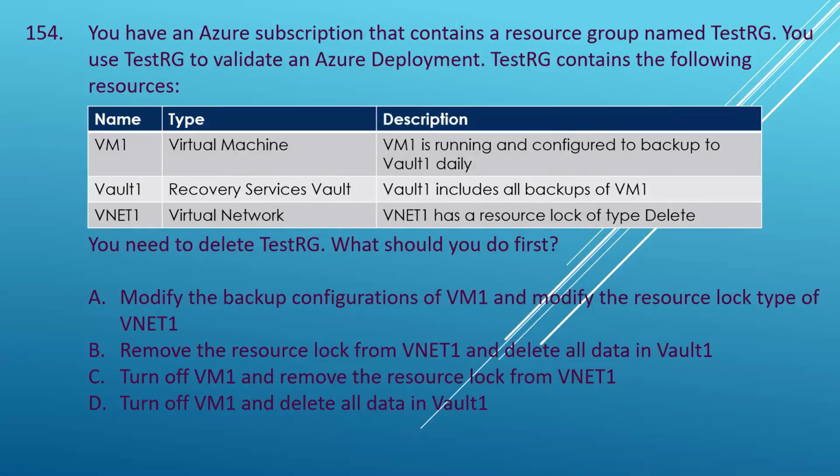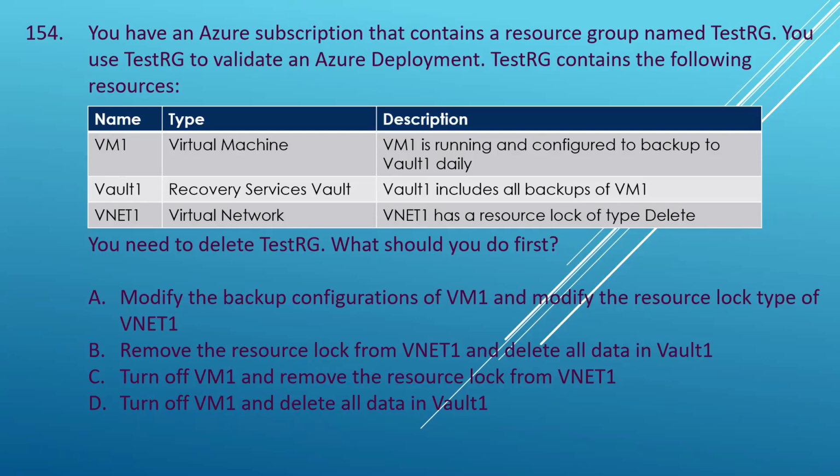You have an Azure subscription that contains a resource group named test-rg. You use test-rg to validate an Azure deployment. Test-rg contains the following resources. Again, there are three resources named VM1, Vault1, and VNet1. VM1 is a virtual machine, Vault1 is a recovery services vault, and VNet1 is a virtual network type. And then there is a description for VM1. It basically says VM1 is running and configured to backup to Vault1 daily.